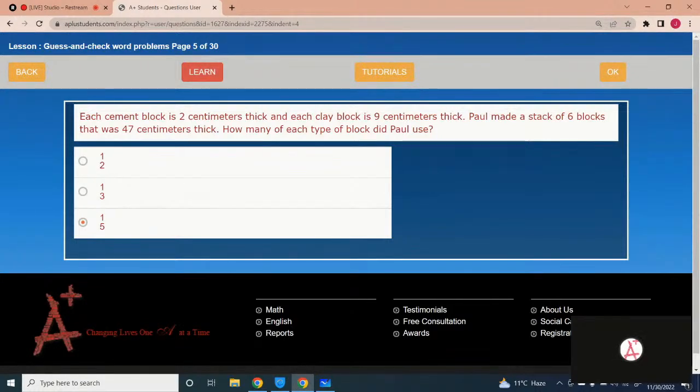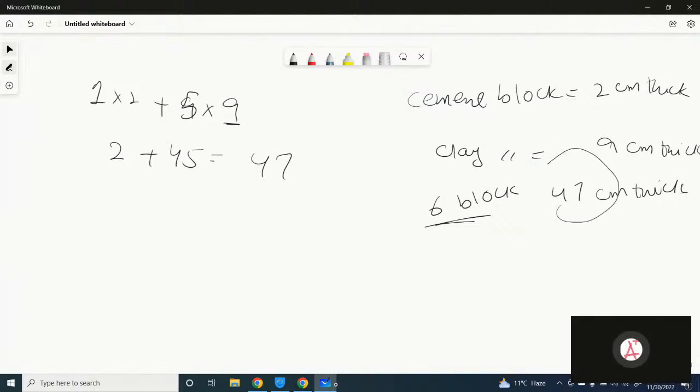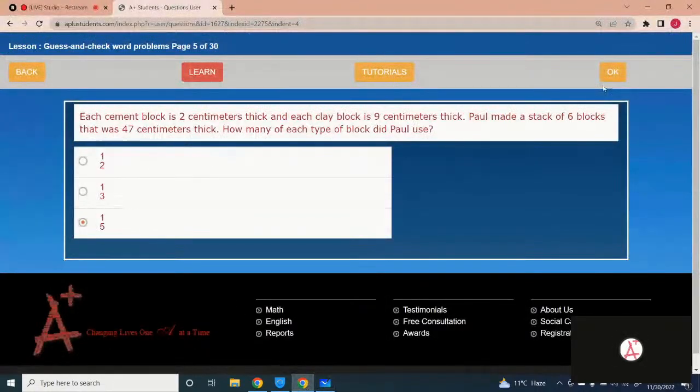Let's check how. 1 and 5. That means 1 for the cement block and 5 for the clay blocks. Then the clay block has a thickness of 9. 2 times 1 is 2, and 9 times 5 is 45. So together they make 47. And the total thickness for the stack is 47 centimeters. Got it? So just select the correct option and click on the OK button.